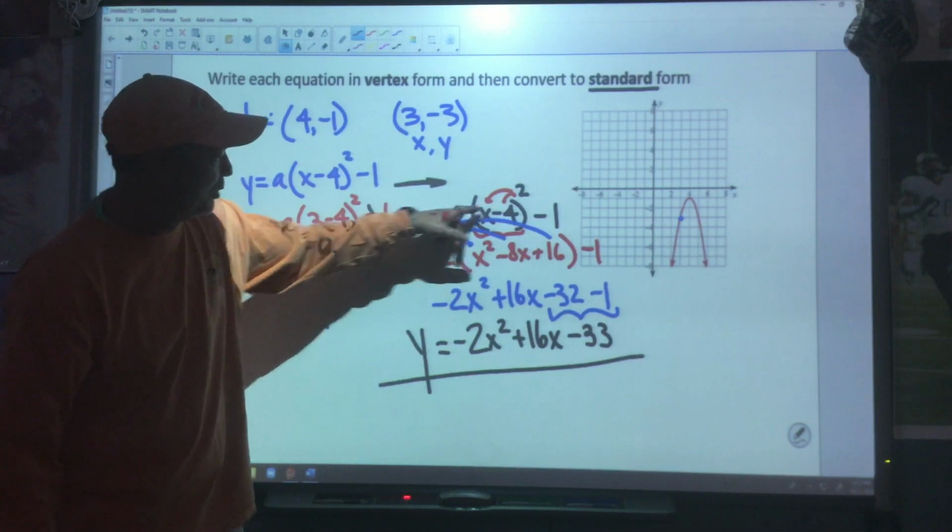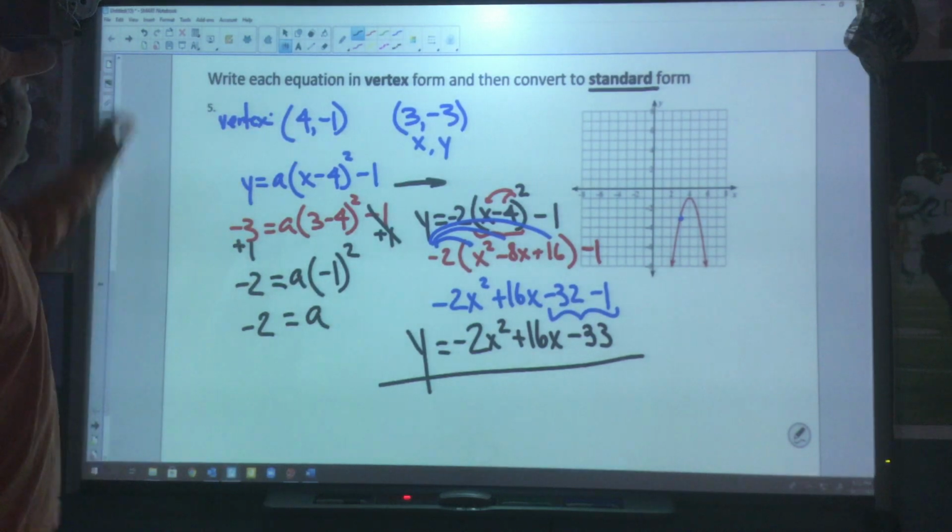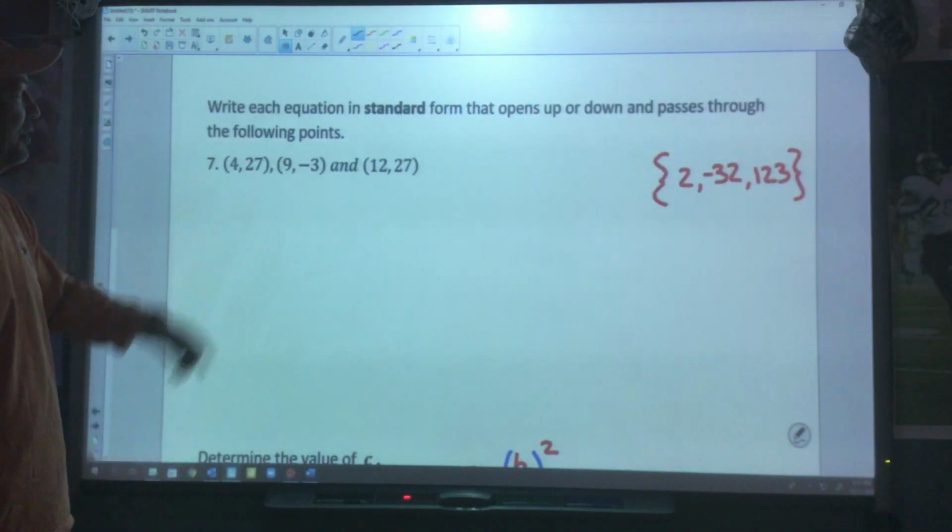Before we did this, there was your vertex form. Now here's your standard form. Okay? Moving on. Number 7.